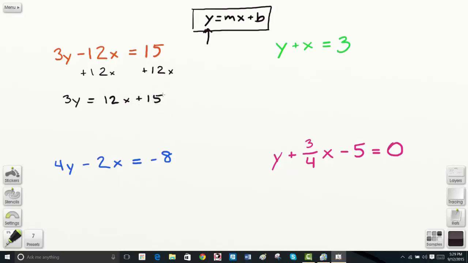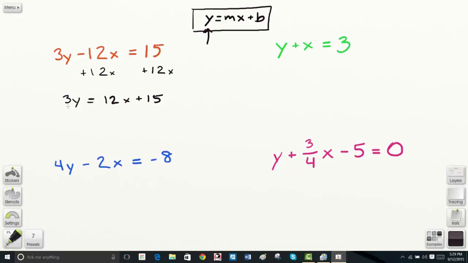Now I could have written this as 15 plus 12x, right? It doesn't really matter which order. I like it with the x on the left because it looks a lot closer to where I'm trying to get, the y equals mx plus b. So 3y equals 12x plus 15. Is the y by itself yet? No.